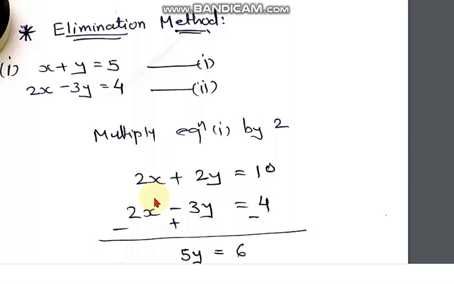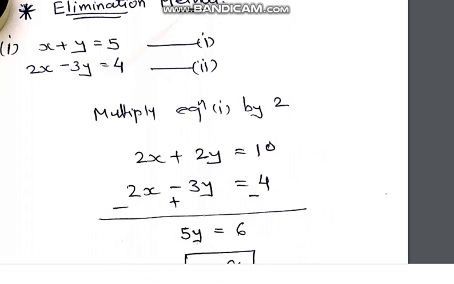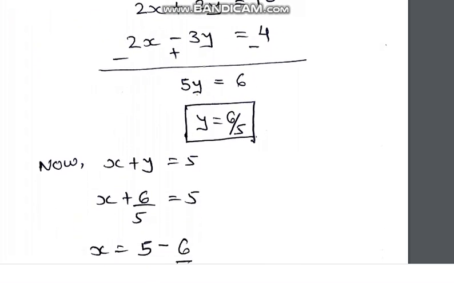Now see, plus 2x and minus 2x cancel. So this time we are considering these new signs which I have written in the bottom: minus, plus and minus. Now plus 2y plus 3y will be 5y, and 10 minus 4 is 6. So now the value of y will be 6 upon 5.